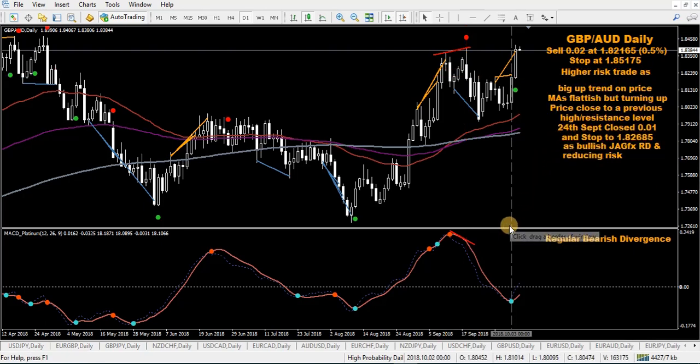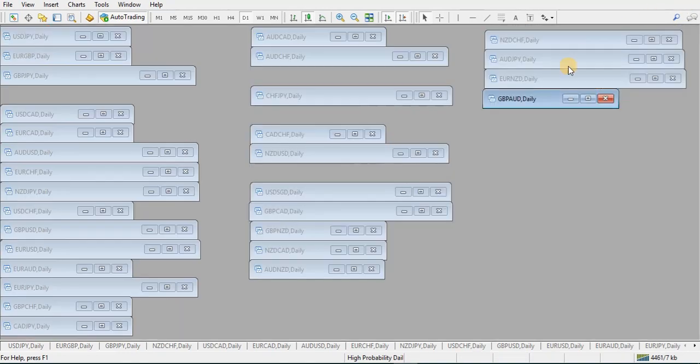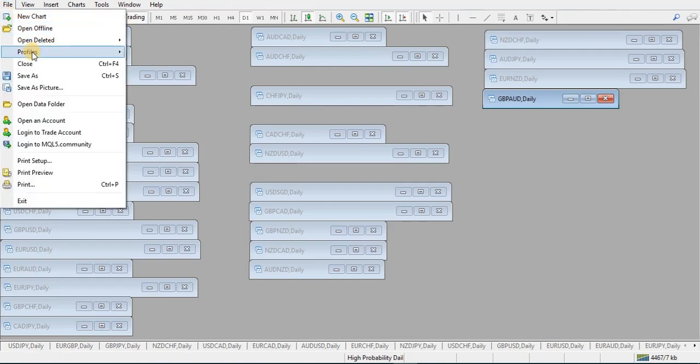And you can see there's a buy signal this morning. Didn't take it at a previous high, and bearish JAGfx RD, and also the MACD is already through the zero level on the blue dotted line and very close on this main orange line. So didn't take the buy at all, just not worth the hassle. So that's it for the high probability. I just switched the profiles over.